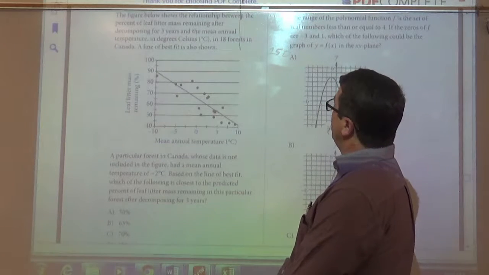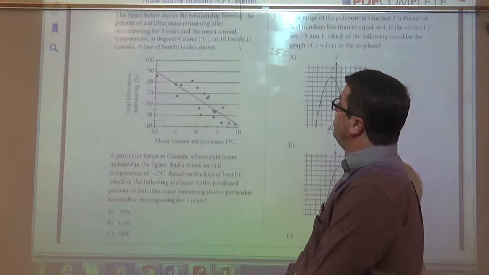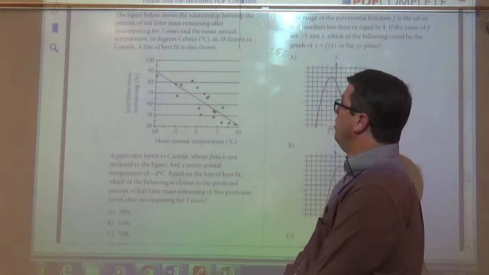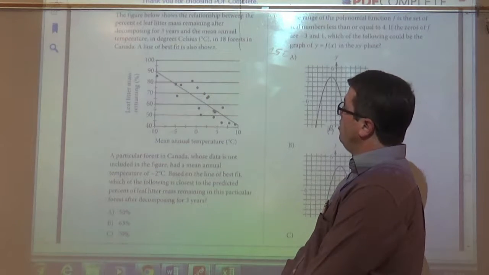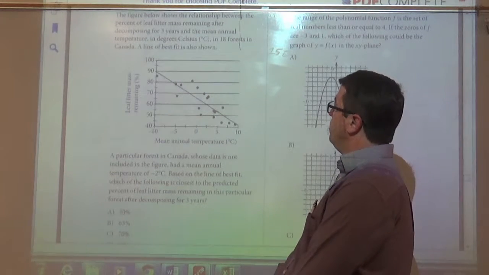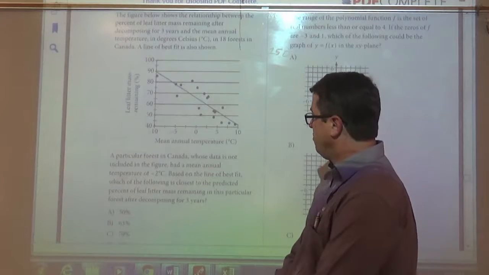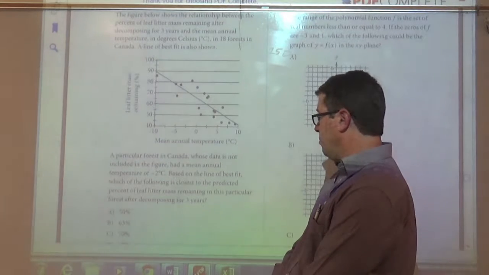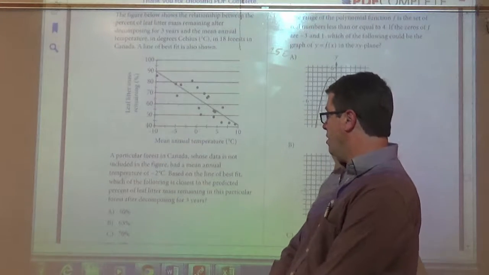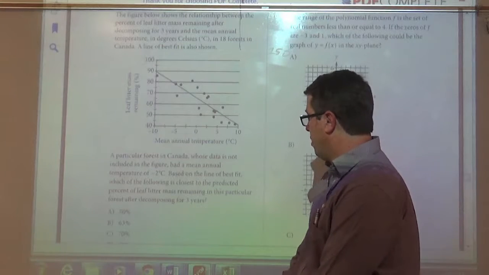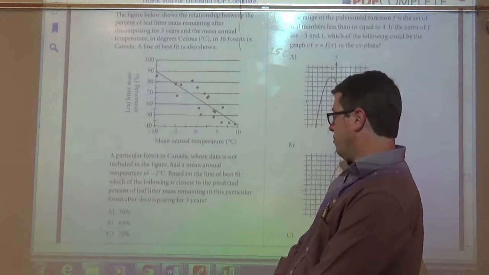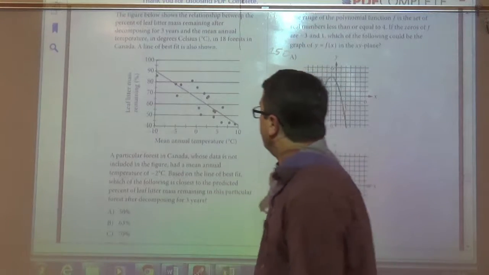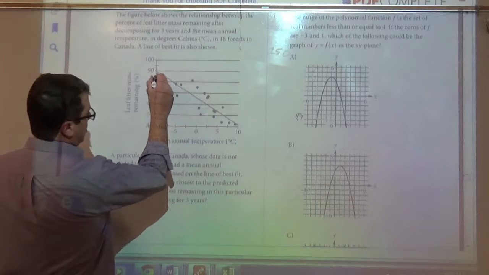Alright, number 18. The figure below shows the relationship between the percent of leaf litter mass remaining after decomposing for 3 years and the mean annual temperature in degrees Celsius in 18 forests in Canada. A line of best fit is also shown. The particular forest in Canada, whose data is not included in the figure, had a mean annual temperature of -2°C. Based on the line of best fit, which of the following is closest to the predicted percent of leaf litter mass remaining in this particular forest after decomposing for 3 years? We got dots. We're going to circle the dots.